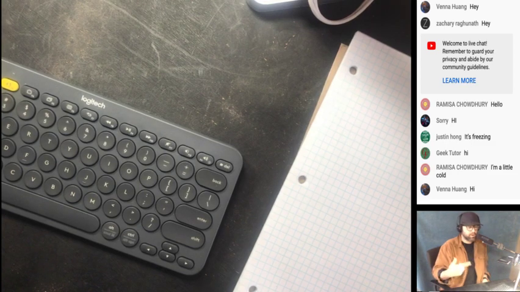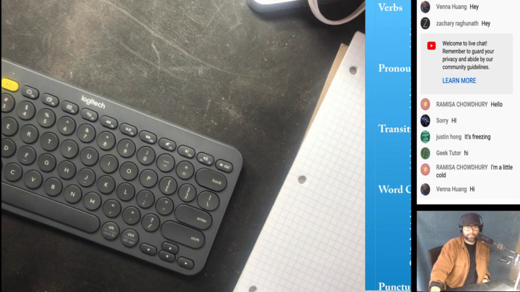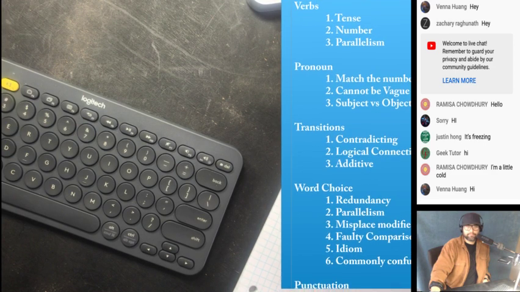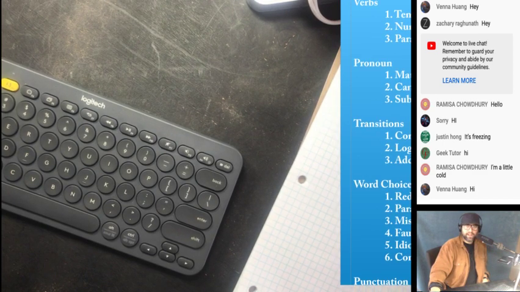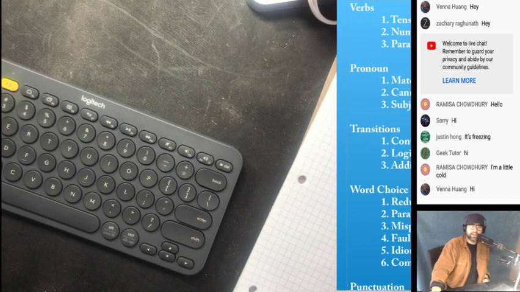Yesterday, we talked about word choice. The day before, we talked about categorizing the problems. And when we talk about categorizing the problems, we're talking about this chart right here. Your writing question will be one of these five categories: verbs, pronouns, transition, word choice, punctuation. If it's not in one of these categories, it's not going to be asked on the test. So we went over word choice yesterday. Pretty quick, but we went over it.